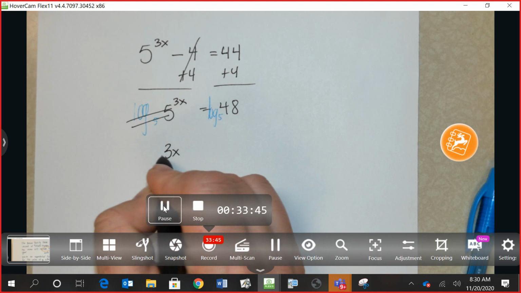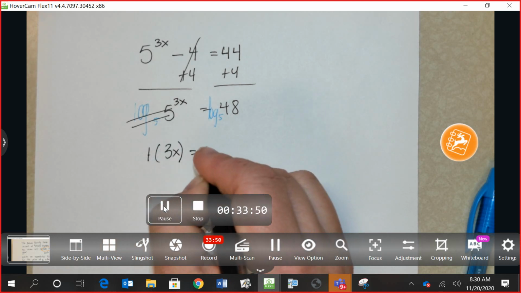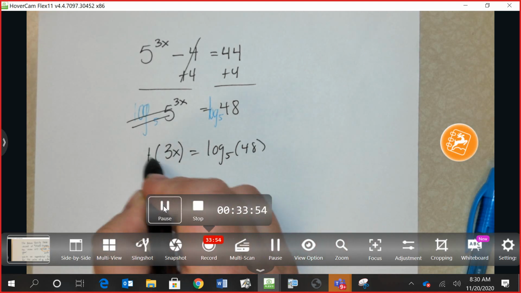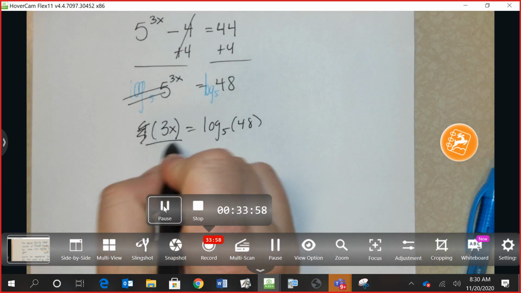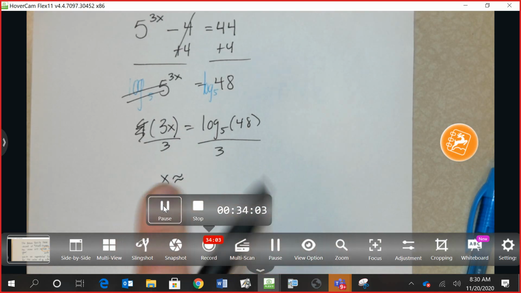So could I put a 1 in front? Sure, but I know 1 times 3x is just still 3x. So you could put a 1, that would be fine. But we know 1 times 3x, again, is just 3x. And then the last step to solve for x is going to be divide by 3. Now, although this is great, how you plug it in matters.